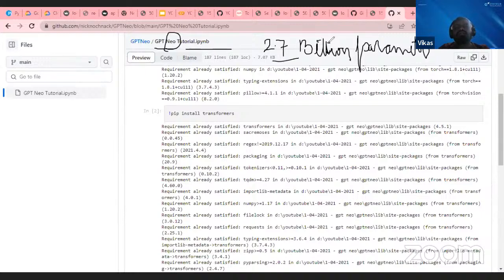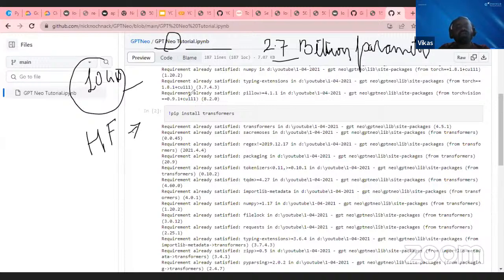This GPT Neo model is trained on 2.7 billion parameters, and the model size is 10 GB. So that's why I'm not trying to run it; it will take some time. What we'll do is take this model and install it from Hugging Face.